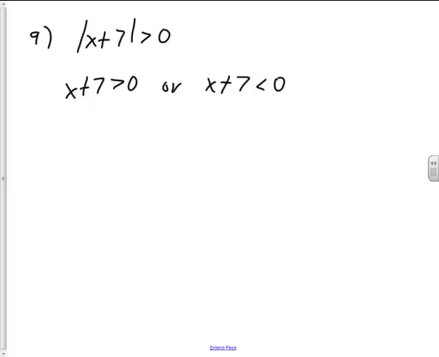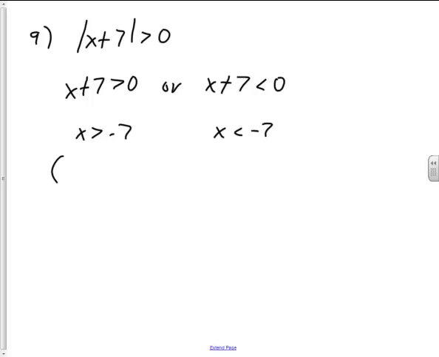Problem 9, we want to solve the absolute value inequality. So we have the absolute value of x plus 7 is greater than 0. Because of absolute value, we can have two possible solutions. We can have x plus 7 is greater than 0, or x plus 7 is less than 0. So if we solve for x, we have x is greater than negative 7, or x is less than negative 7. So what we end up with is an inequality that does not include negative 7. So we have all values but negative 7.